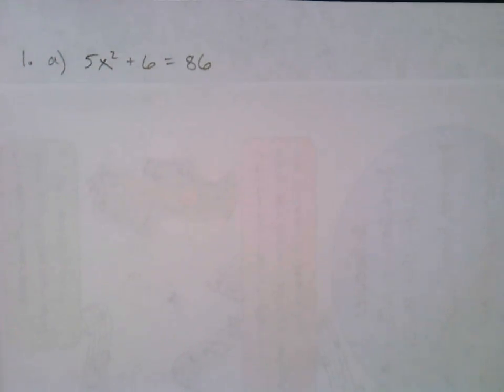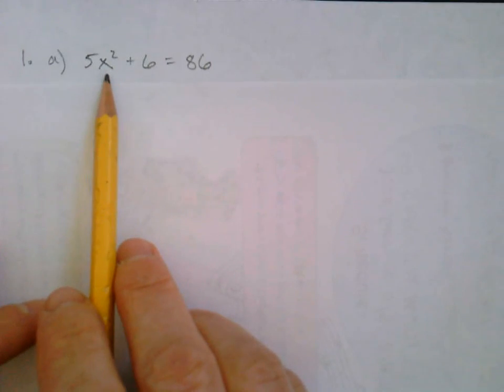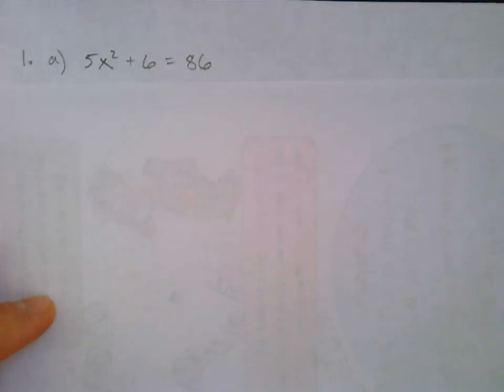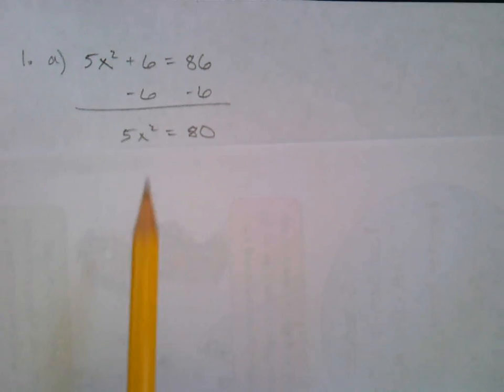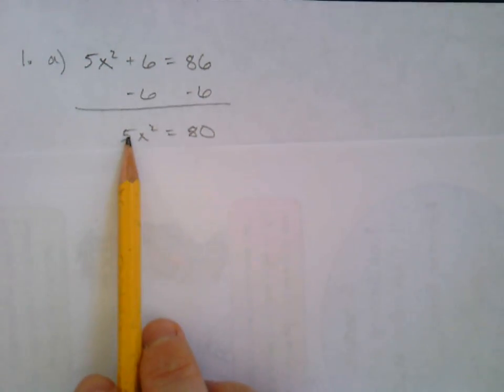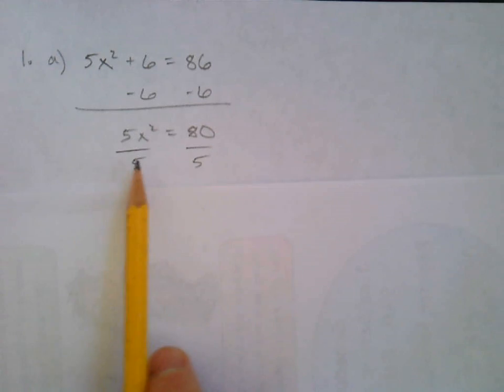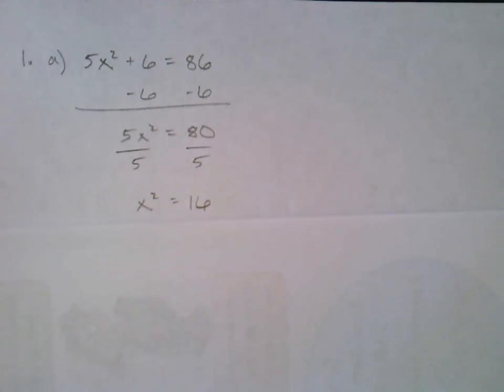So here comes part A, 5x squared plus 6 equals 86. We want to get the x squared by itself on the left side, so we're going to start off by subtracting the 6. Then, since we're multiplying by 5 here, we're going to divide by 5. And we've got x squared equals 16.